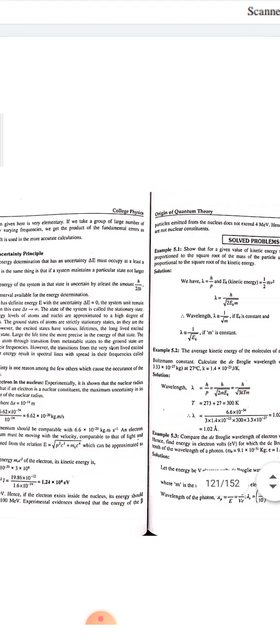Application of the uncertainty principle: it is used to understand the energy determination, where an uncertainty must occupy at least a time interval h/2ΔE. Then the non-existence of the electron in the nucleus.